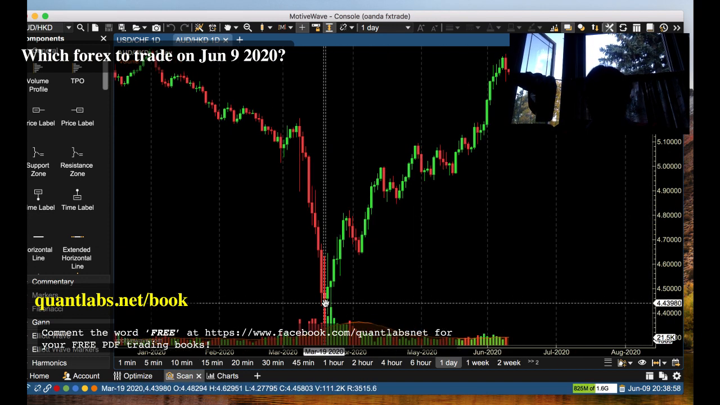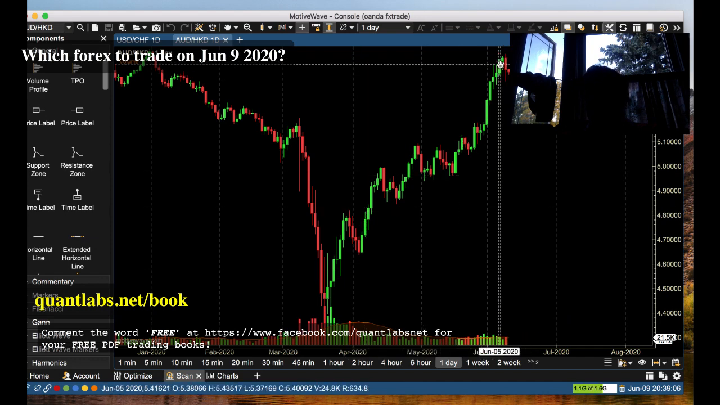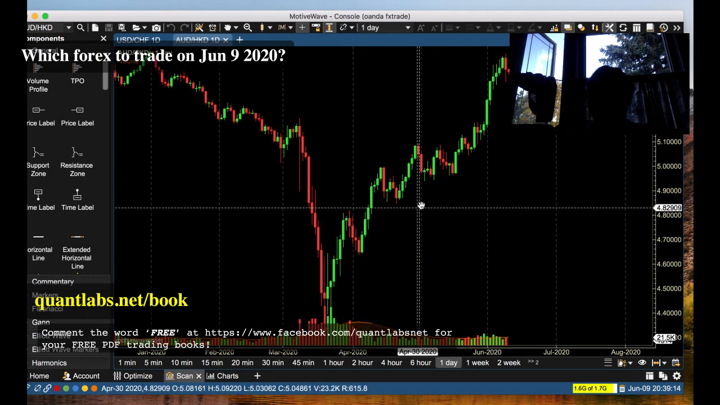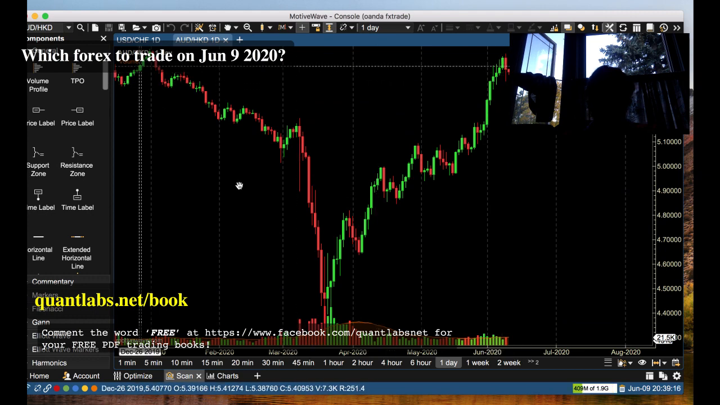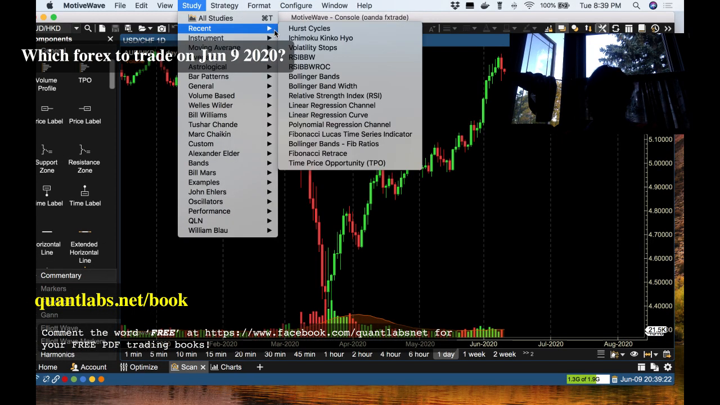So we are looking from 4.48, let's say, all the way up to 5.40. So it's a buck over 6 weeks, I'm going to say. So that started mid-March. Yeah, just under 2 months, maybe 6 weeks. That's a pretty good trade. All right, so let's apply the Hurst and see what it tells us.